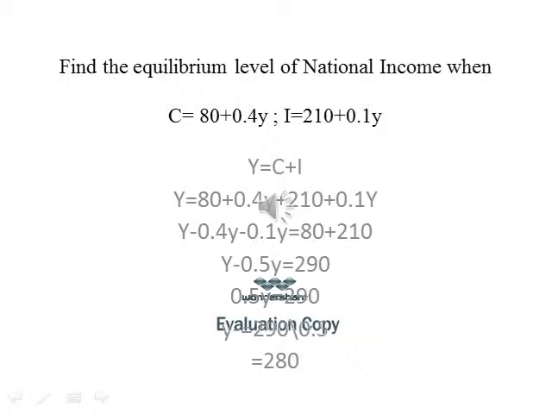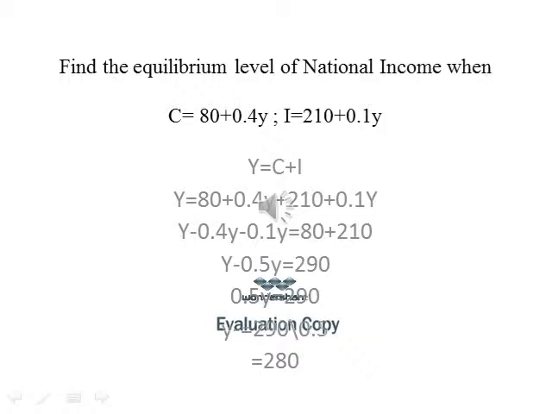Find the equilibrium level of national income when C is equal to 80 plus 0.4y, I is equal to 210 plus 0.1y. National income is equal to consumption function add investment. National income is equal to 80 plus 0.4y plus 210 plus 0.1y. Y minus 0.4y minus 0.1y is equal to 80 plus 210.